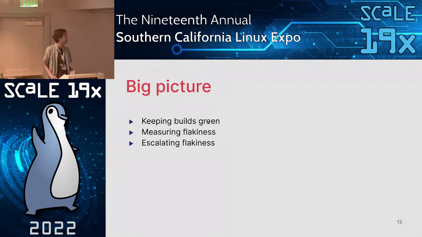The second one is measuring flakiness. People often measure flakiness by how often the engine stops, right? But if the goal is not to stop the engine, then that's obviously a bad way to do it.